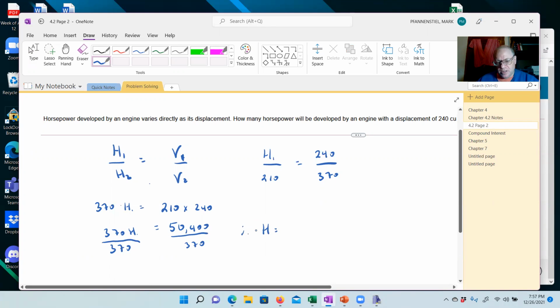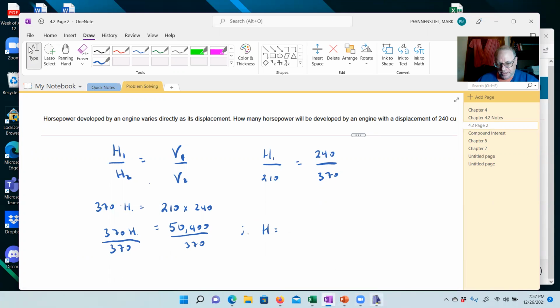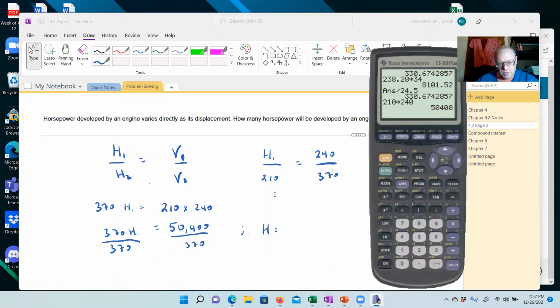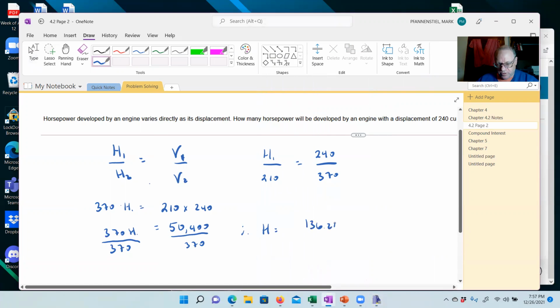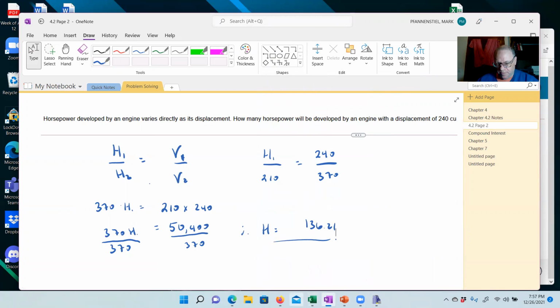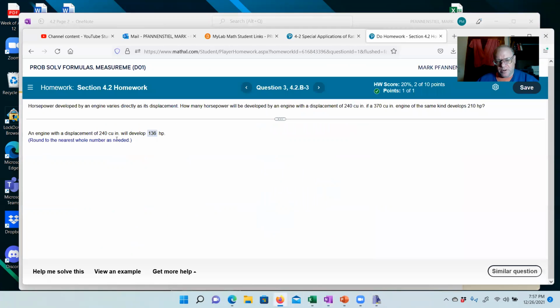H is equal, it's a semicolon. I know my handwriting is worse than terrible. We have 50,400 divided by 370, and we end up with 136.21. We go back to our problem statement. Unfortunately, I've already done it, but round to the nearest whole number. So we drop the decimals because it's 0.1, so we just throw that off, and we're left with 136.